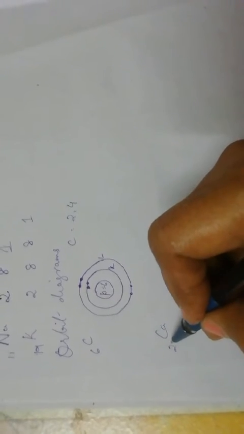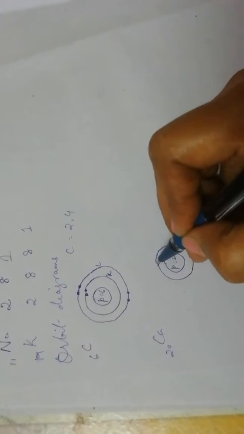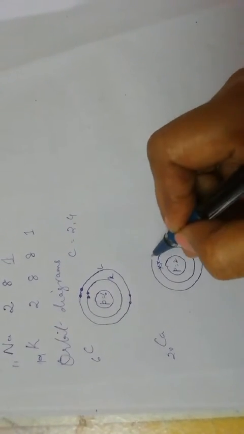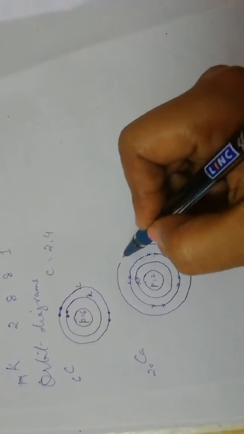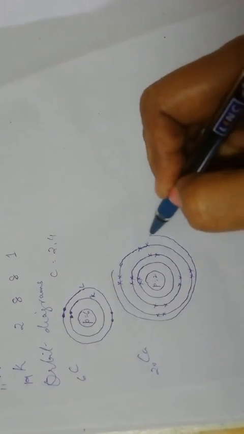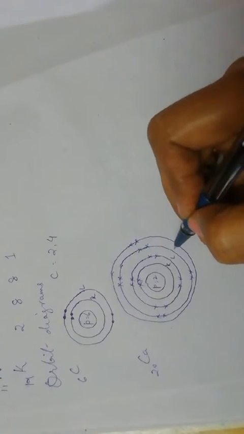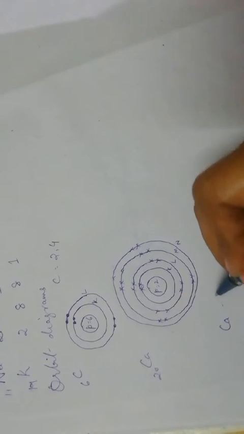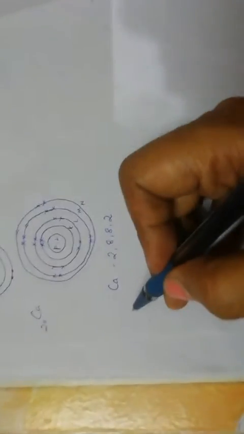Similarly, suppose calcium, 20. Now protons, 20. It has 4 shells, 2, 8, 1, 2, 3, 4, 5, 6, 7, 8. M shell also has 8, 1, 2, 3, 4, 5, 6, 7, 8. And then the valence shell N contains 2 electrons. So K, L, M, N. Electronic configuration 2, 8, 8, 2. That is how you will proceed.